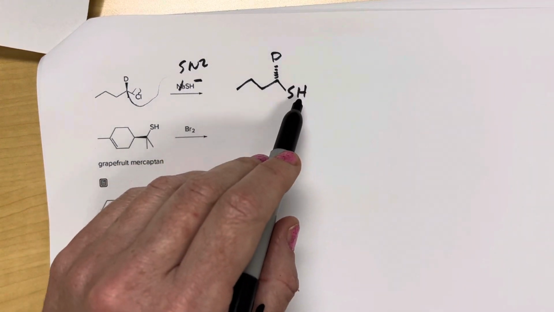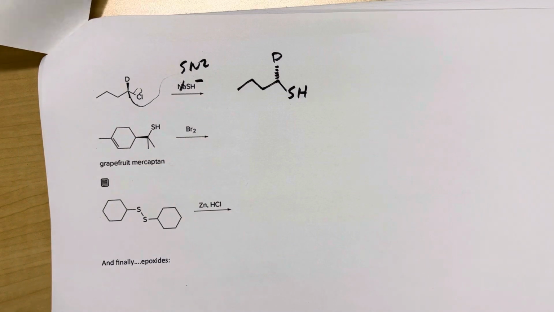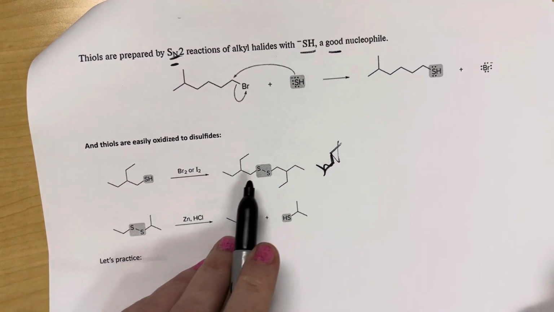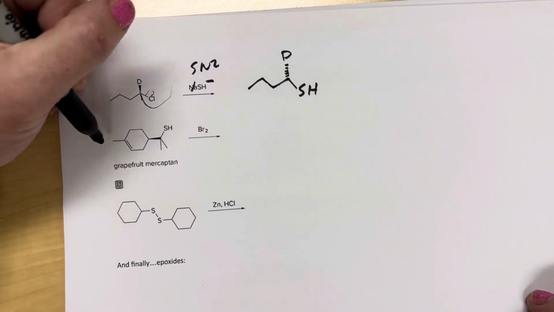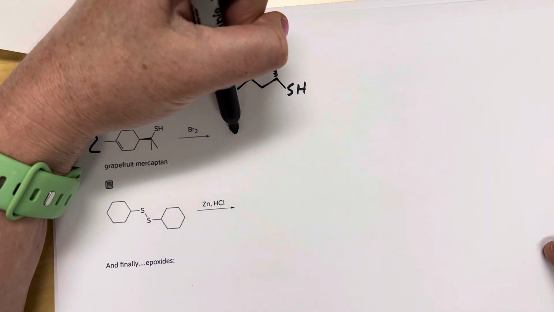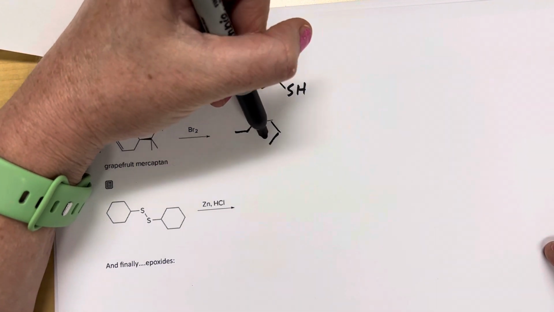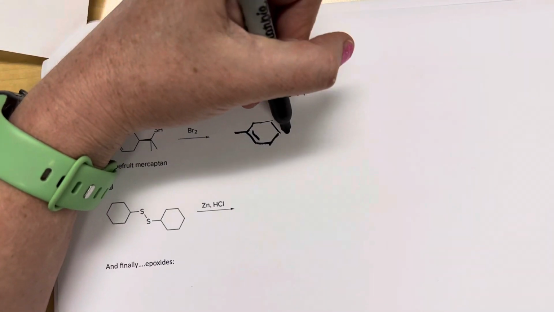So this was just a straightforward replacement. Br2, if you remember the Br2, or I2, what they do is they join two thiols together. So we'd want to react two of those plus Br2, and what you'd get is a miserable thing to draw with a really heavy pen.